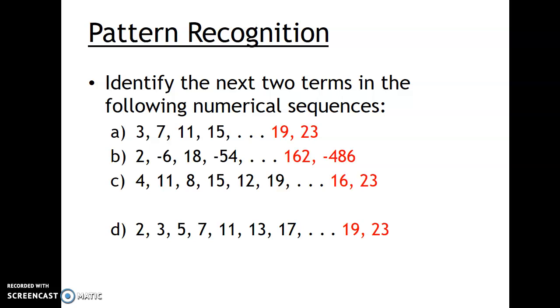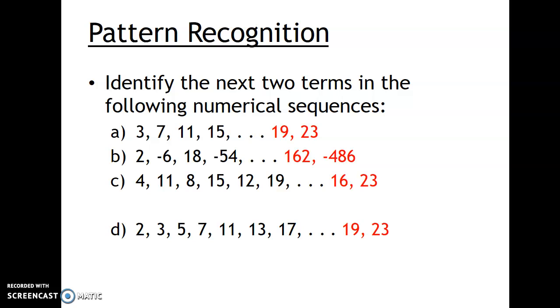If you follow along the trail of numbers, 2, 3, 5, 7, 11, 13, and 17 are all what we call prime numbers. You can only divide them cleanly by themselves and 1. So the next two prime numbers after 17 are, in fact, 19 and 23. So that's what we've got going on there.